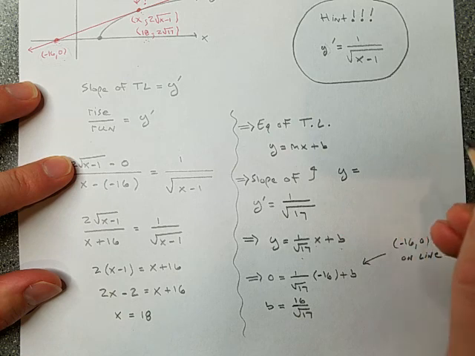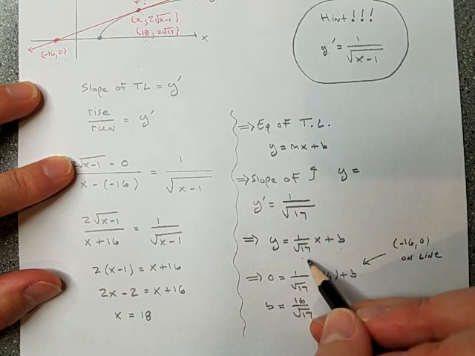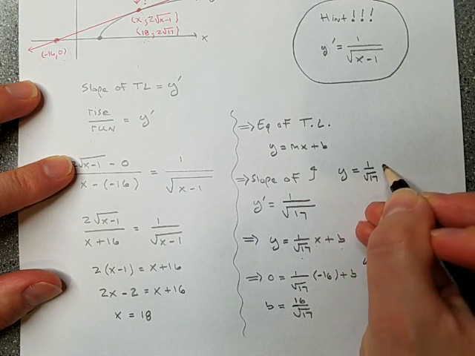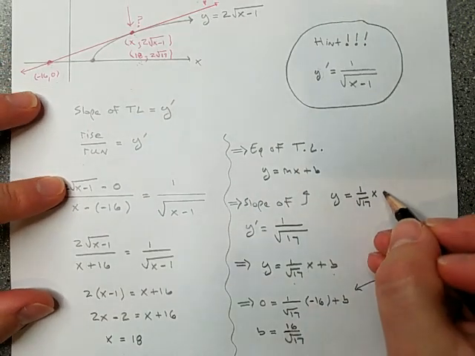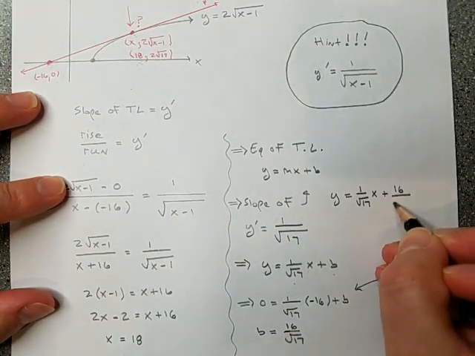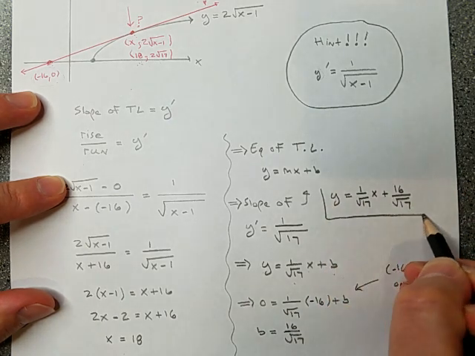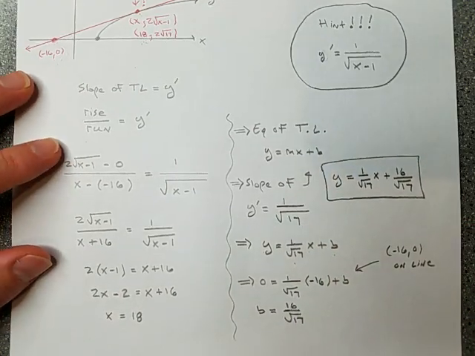y is equal to mx plus b. The slope found to be 1 over root 17. So I'll say 1 over root 17 x plus b. I found b to be 16 over root 17. Okay. So that's the whole thought process.